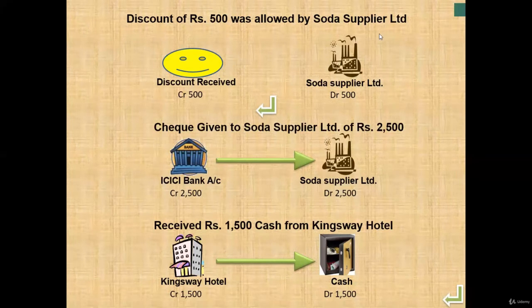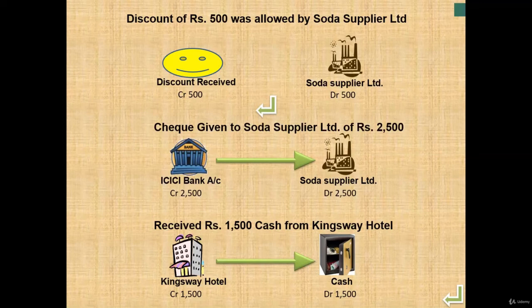Now our next transaction is a check given to Soda Supplier Limited of rupees 2,500. So here my bank amount is decreasing as we are providing a check to our Soda Supplier Limited for the balance amount. So here ICICI is my real account. For that we'll credit the ICICI account as we are decreasing our balance, and Soda Supplier Limited is receiving the amount. The receiver will be debited as per the personal account. So the entry will become Soda Supplier account debit to ICICI bank account.